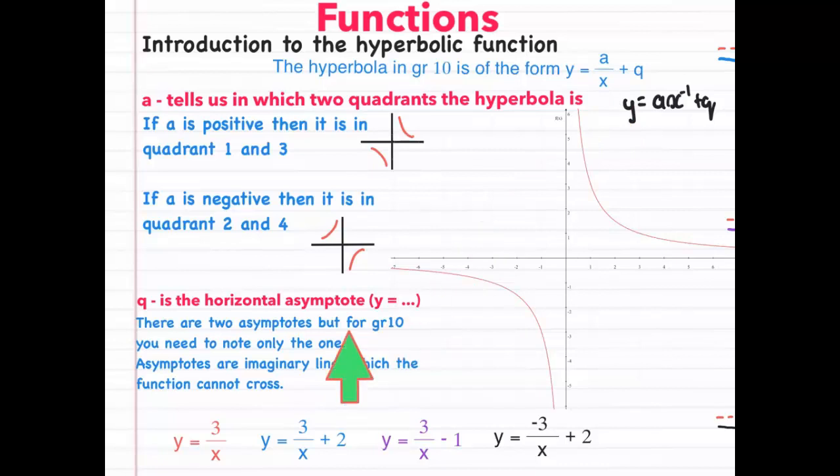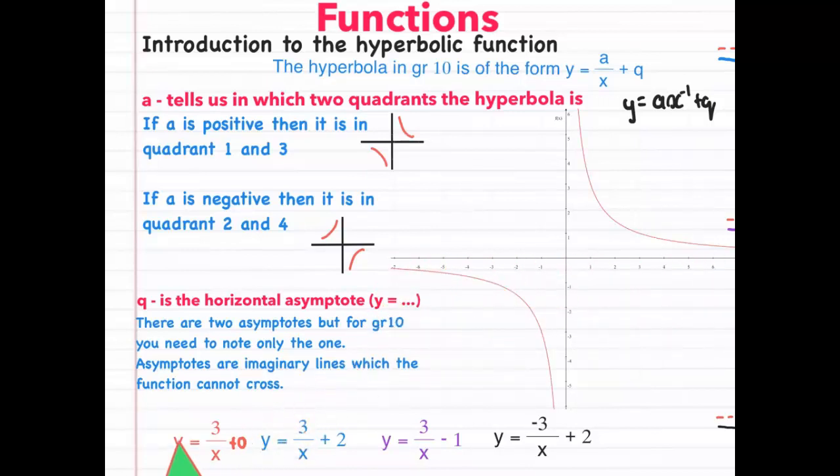Okay, so let's have a look. Here's the first example. y equals 3 divided by x. This is a hyperbola because the x is the denominator. Now, 3 is positive, so that is why my hyperbola is in the two positive quadrants. Okay, great. Now, let's have a look at this one. What is my plus q? Now, my plus q is a plus 0. So that is why my asymptote is right here on my x-axis.